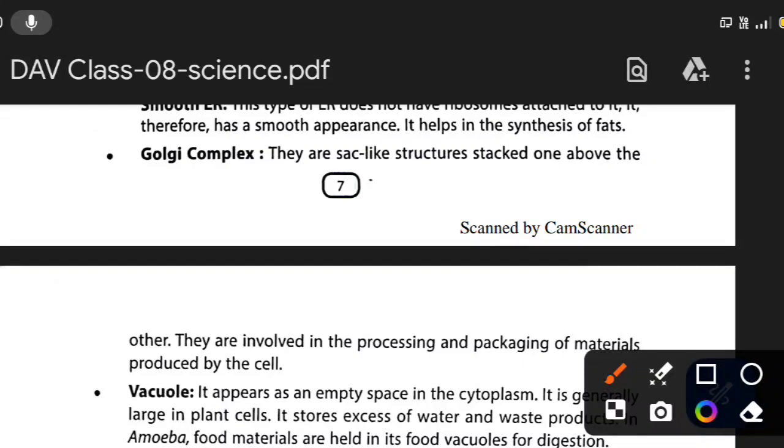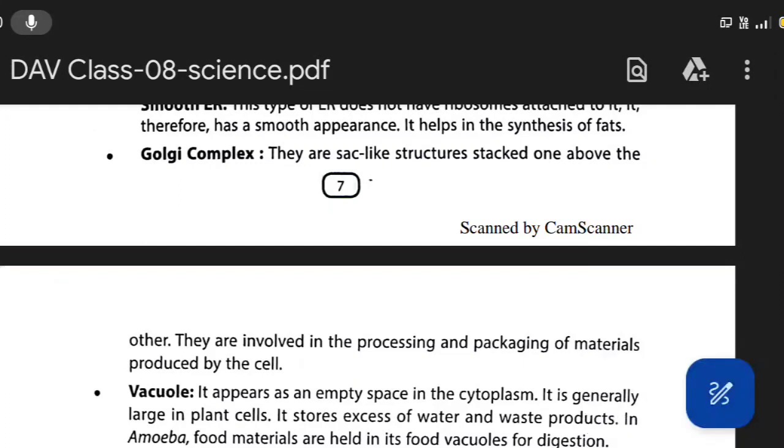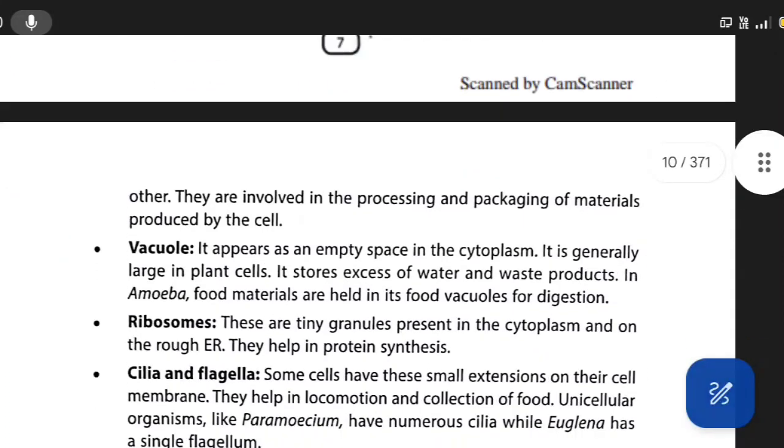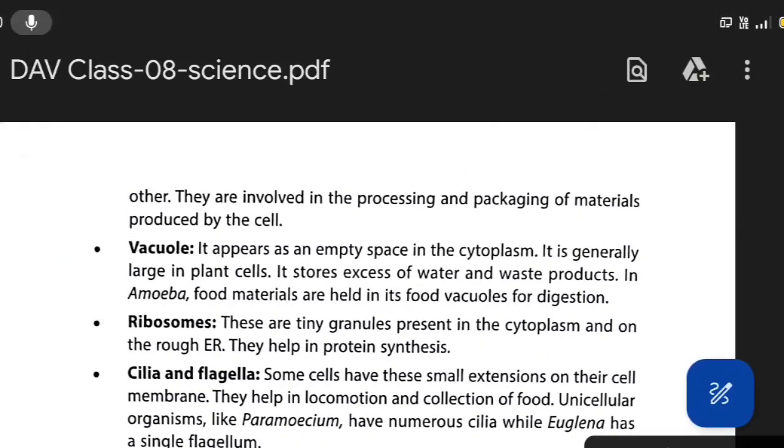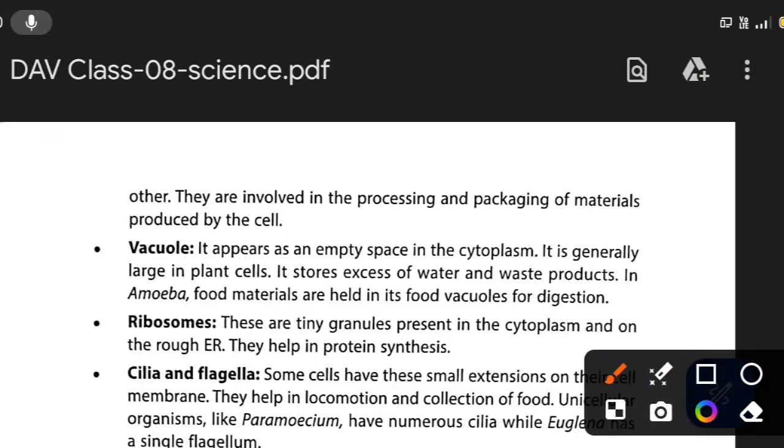Yes or no? Like these, the Golgi complex are also like pouches. They help in packaging food materials, the nutrients, minerals. This is the function of the Golgi complex. It is only for the purpose of packaging.